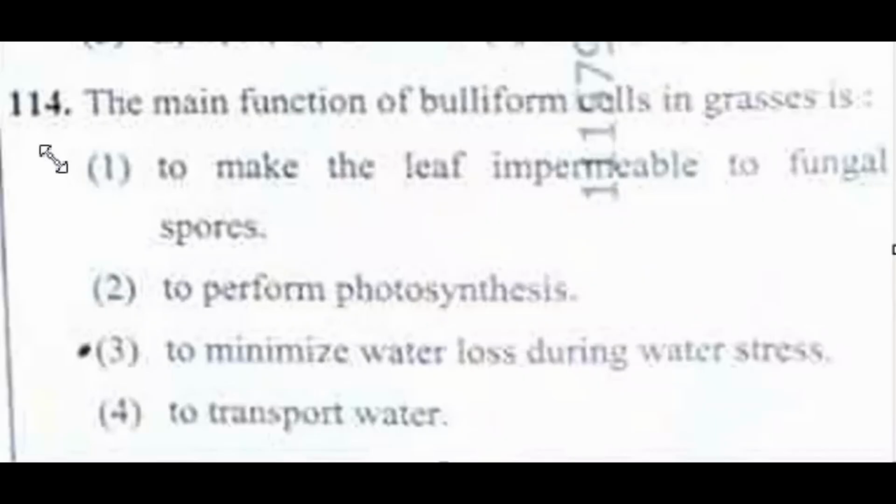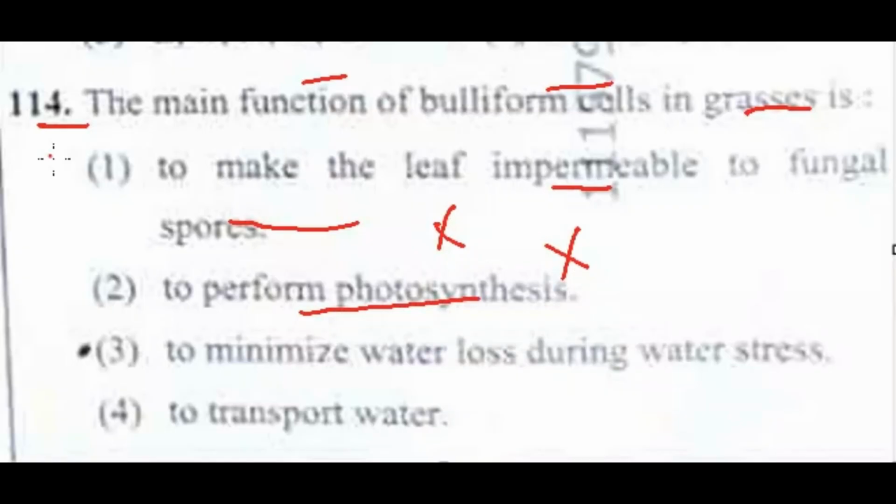Question number 114. The main function of bulliform cells in grasses is: 1, to make the leaf impermeable to fungal spores. That is wrong. Option 2 is to perform photosynthesis. That is also wrong. Option 3 is to minimize the water loss during water stress. That is correct. And option 4 is to transport water. That is also wrong. So the answer here is option 3, to minimize water loss during water stress.